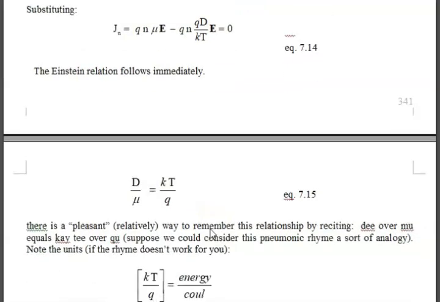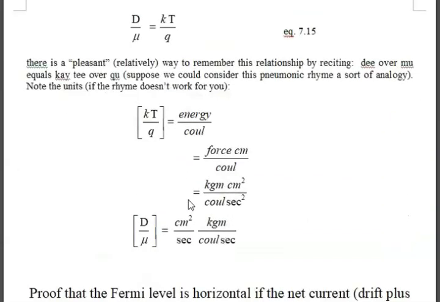And it's actually relatively straightforward to remember because there's a nice rhyme to it. It sounds nice. D over mu is kT over q. So that's the way we remember that. And if you don't want to go through all this rigmarole, this fancy math, you can also prove it by using units, and that is a very powerful technique.